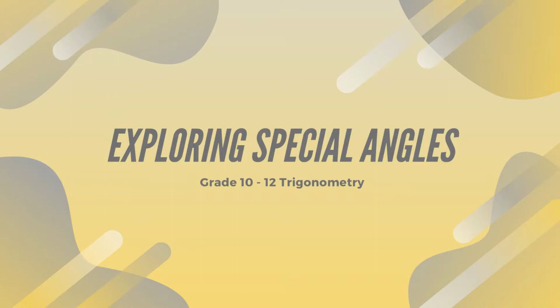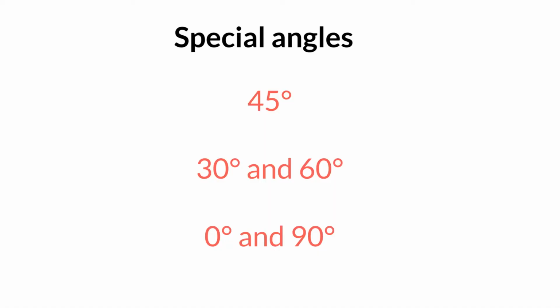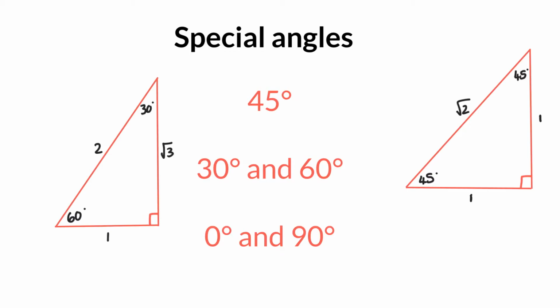In this video, I'm going to show you where the special triangles come from. Then, in the video after this one, I'll show you how to use the special triangles. The special angles I'm going to discuss in this video are 45, 30 and 60, and 0 and 90. I'm going to develop special triangles for each of these sets of angles. Here I've shown the special triangle for 45 degrees and the special triangle for 30 and 60 degrees, which should make more sense to you by the end of this video.